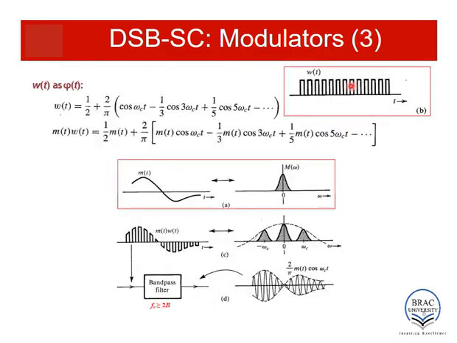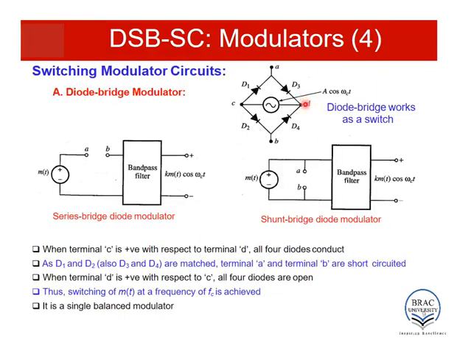This is actually the same thing as this. At some times, mt is multiplied by 1. At other times, mt is multiplied by 0. This goes on and on. I have mentioned in the previous lecture of DSBSC that the switching operation of the diode is controlled by the carrier component and not the message.